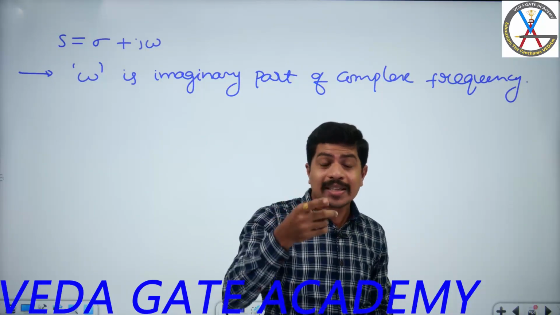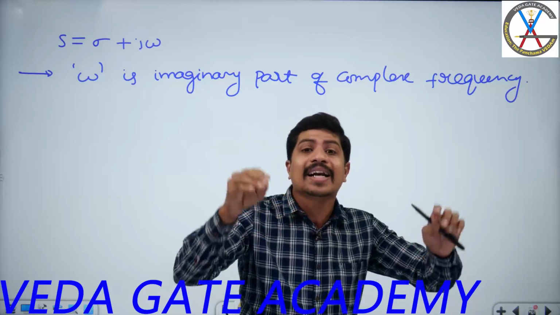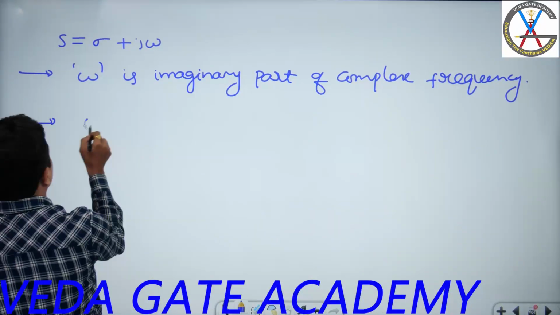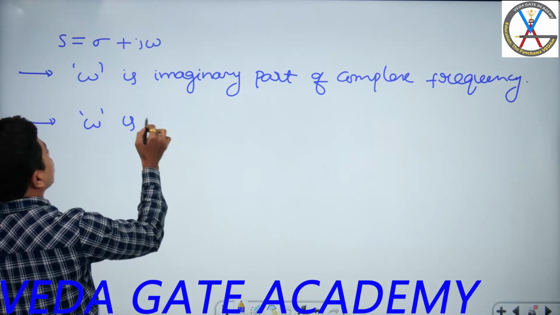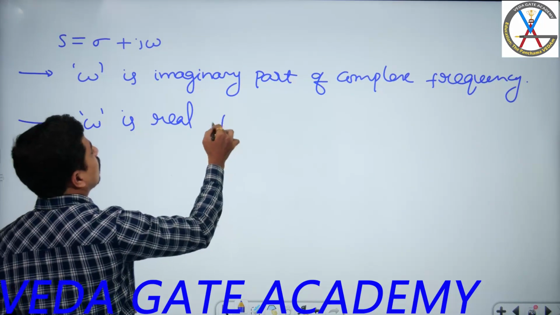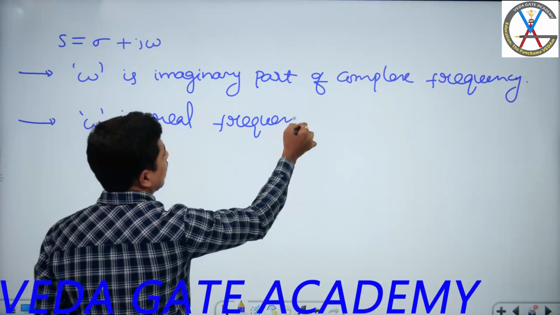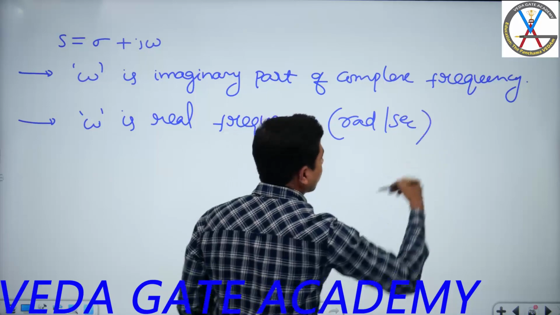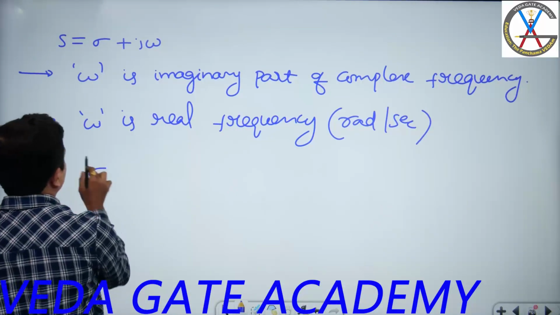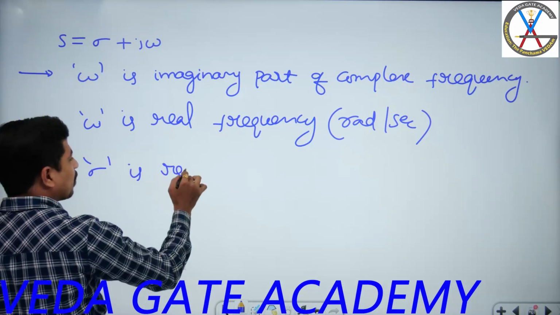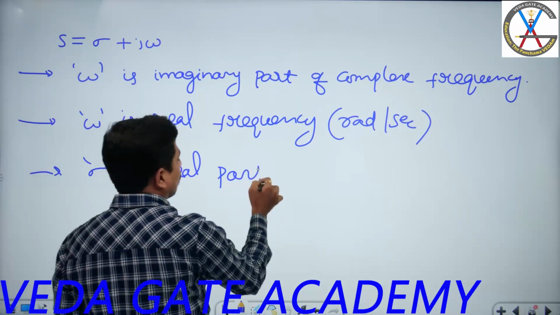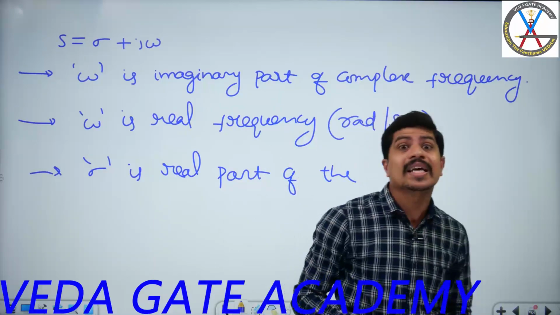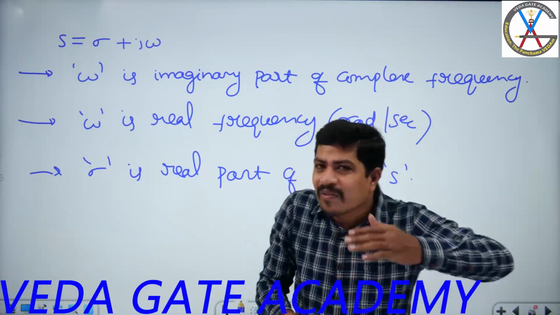I'm not saying omega is the real part. Omega is the really existing frequency. Omega is the real frequency, the really existing frequency. What are the units? Radians per second. Sigma is the real part of the complex frequency, but it is not the real frequency. Frequency means the number of cycles per second.